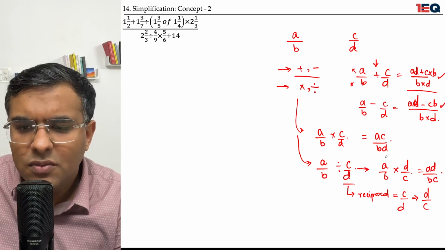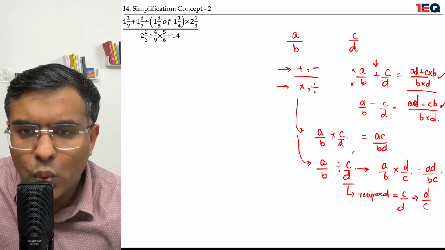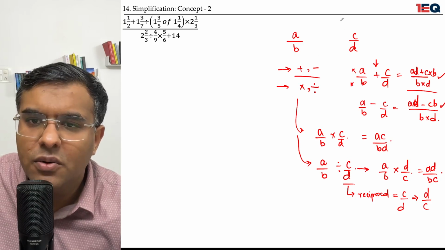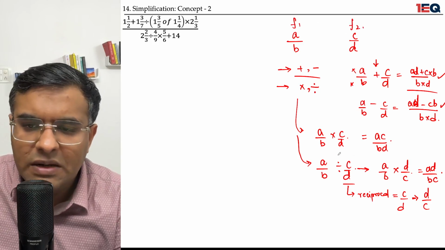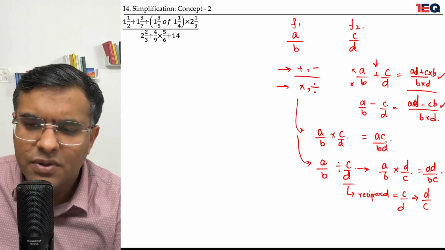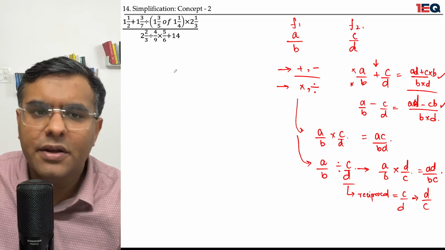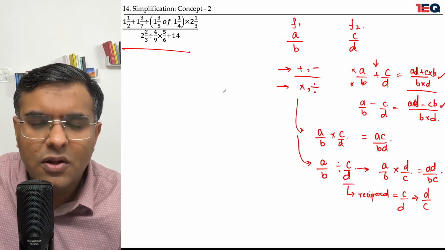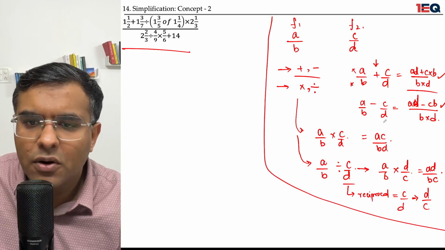So you have to flip only one fraction. This is fraction 1, this is fraction 2. In multiplication there is no flipping required. Simple, numerator multiplied by numerator and denominator multiplied by denominator. So now we're going to solve this question over here. This was the concept side which I taught you.